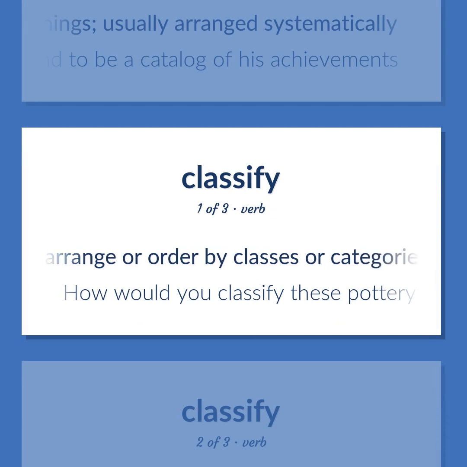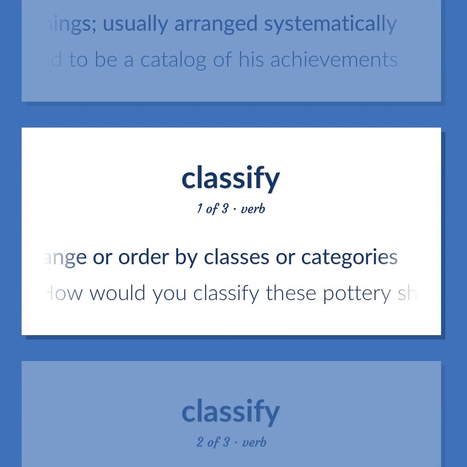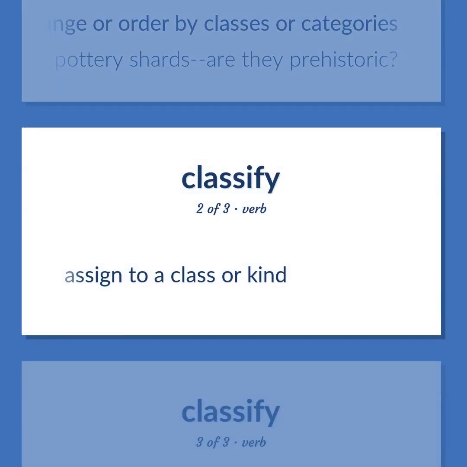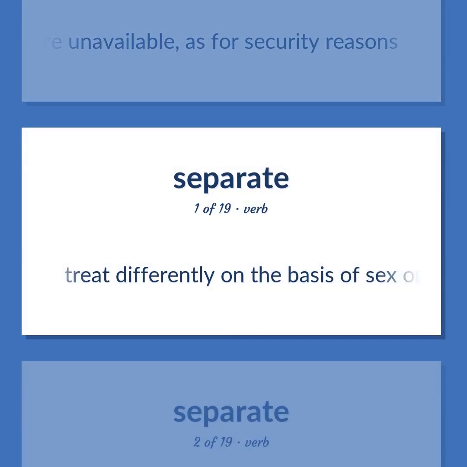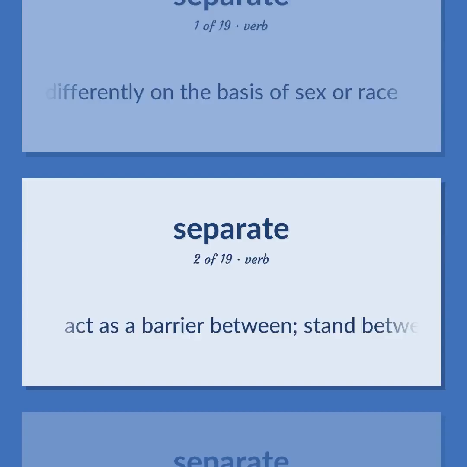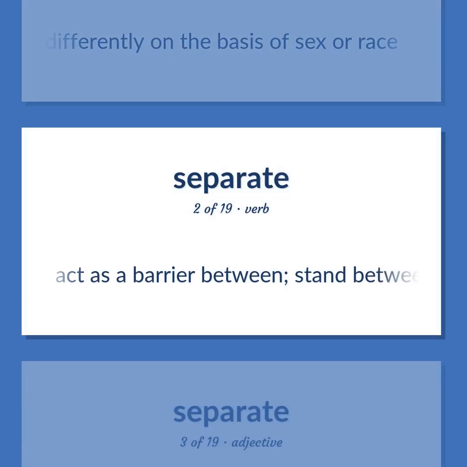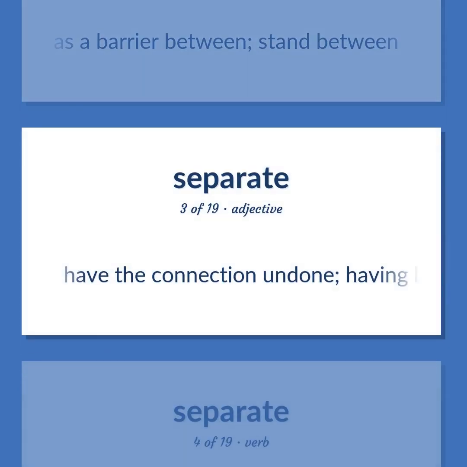Arrange or order by classes or categories. How would you classify these pottery shards? Are they prehistoric? Assign to a class or kind. Declare unavailable, as for security reasons. Treat differently on the basis of sex or race. Act as a barrier between. Stand between. Have the connection undone, having become separate.